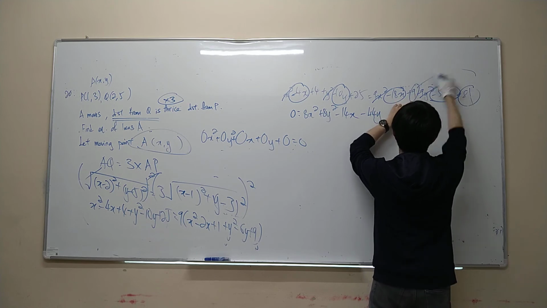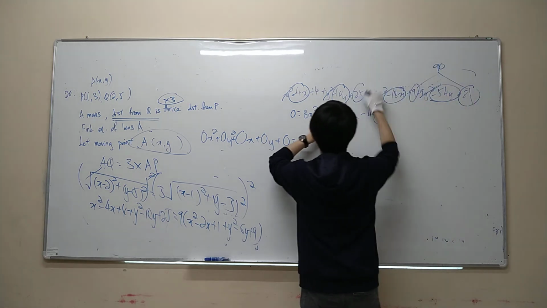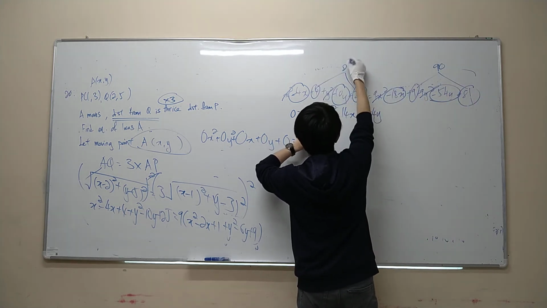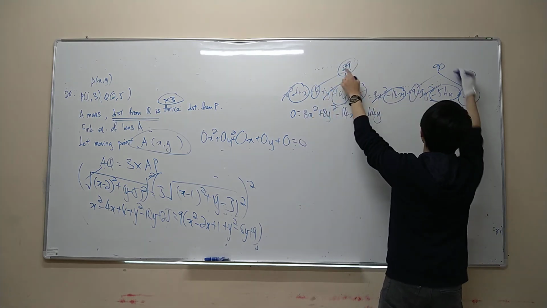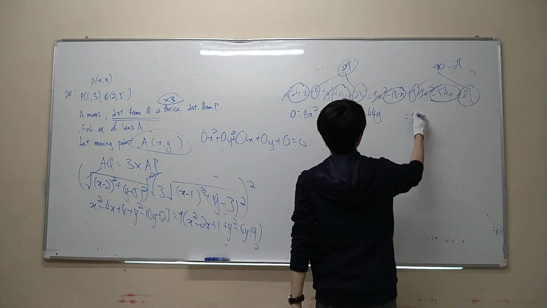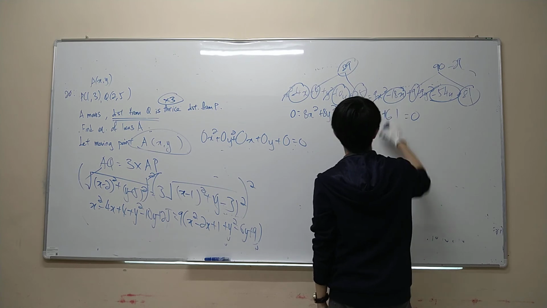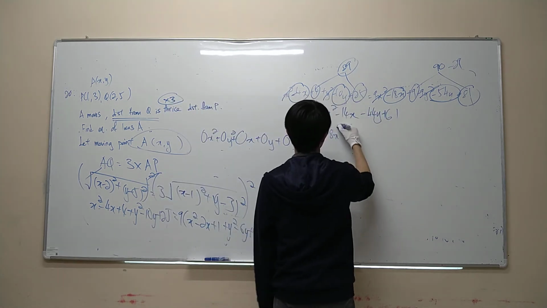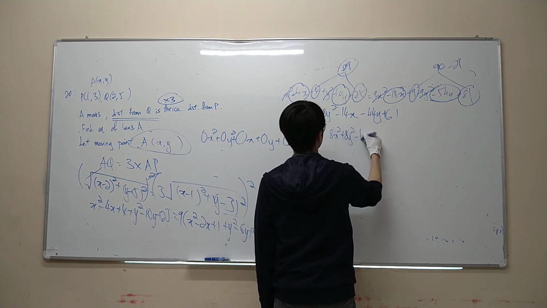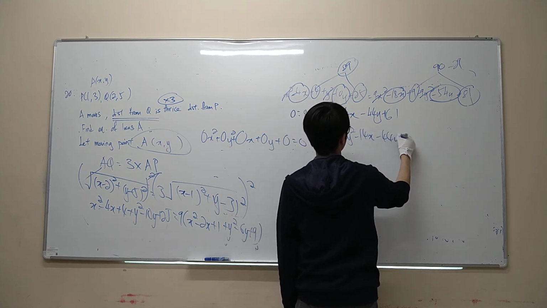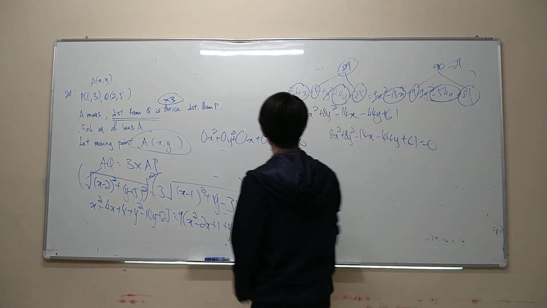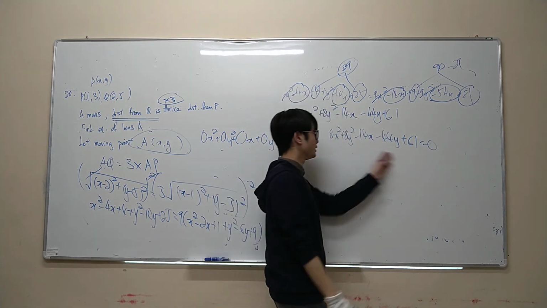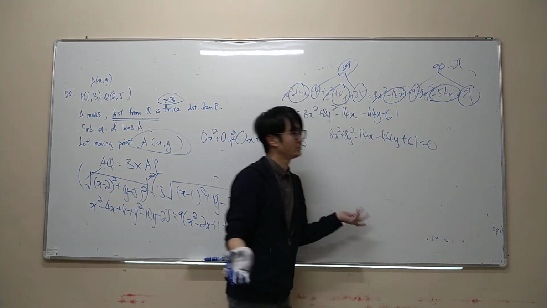And then the number is 81 plus 9, which is 90 here. 25 plus 4 is 29 here, but when you move it, it becomes minus 29. So what's 90 minus 29? 61. So the answer is 8x squared plus 8y squared minus 14x minus 44y plus 61 equals 0. Can you simplify this? Can you divide? Cannot. So that's the answer.